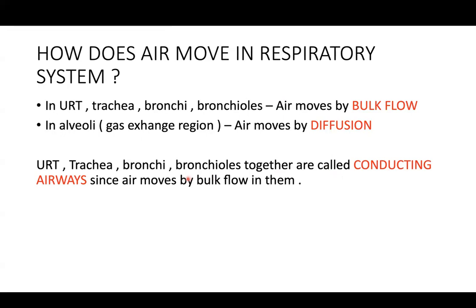So once again, let's just go over it real quick. In the upper respiratory tract, trachea, bronchi, and bronchioles, the air moves by bulk flow. Basically, in the entire respiratory system except the alveoli, the air moves by bulk flow. But in the alveoli, it moves by diffusion and diffusion only. Please don't forget this. The entire respiratory tract, except the alveoli, has a specific name. They're called the conducting airways. And why are they called conducting airways? It's because the air moves by bulk flow in them. So everything except the alveoli is a conducting airway. Remember this.